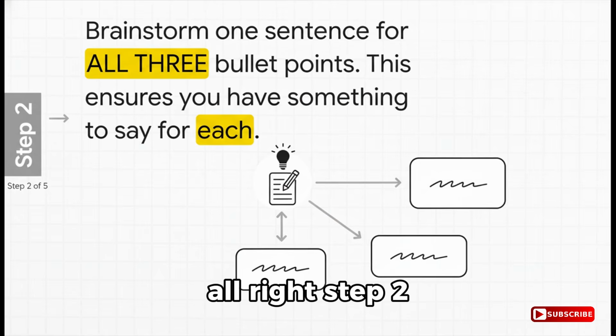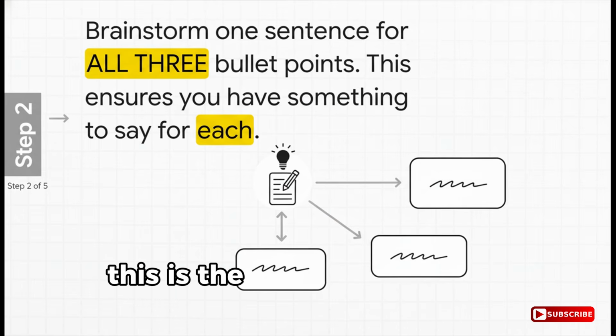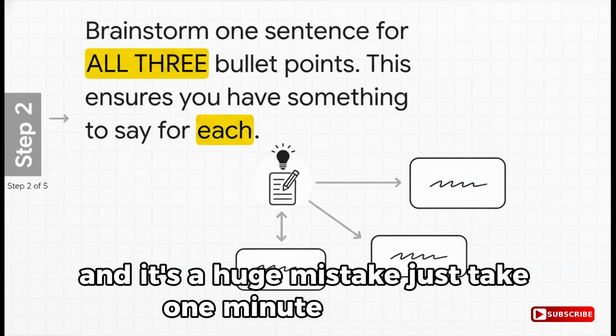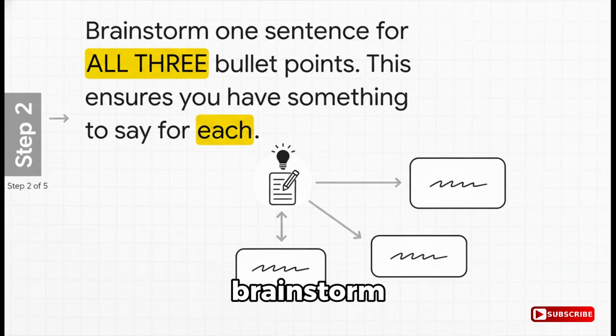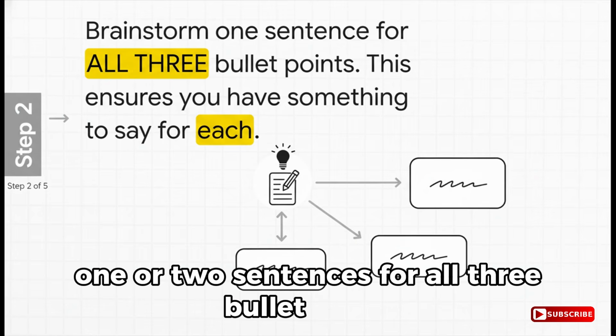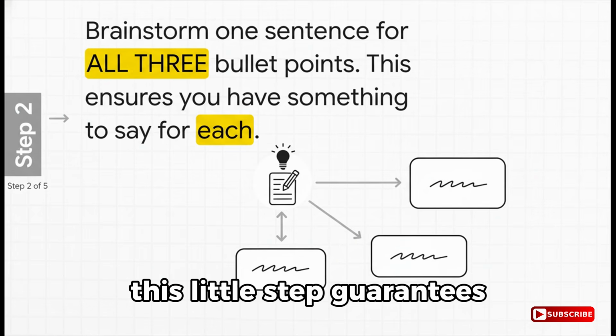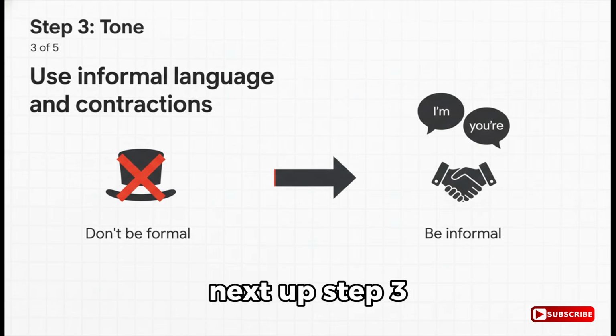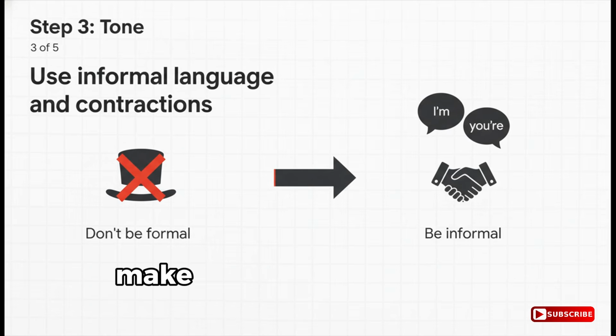All right, step 2, plan your points. Now this is the step that so many people skip, and it's a huge mistake. Just take 1 minute, seriously, that's all, and quickly brainstorm 1 or 2 sentences for all 3 bullet points. This little step guarantees you don't run out of things to say for that last point. Next up, step 3, write with tone. This is where you make sure you sound like a human being, not a robot writing an essay.